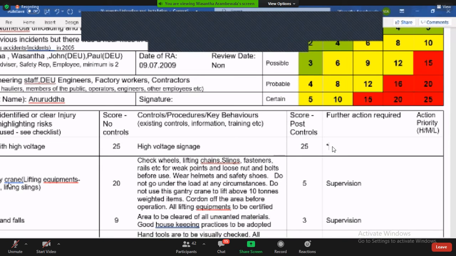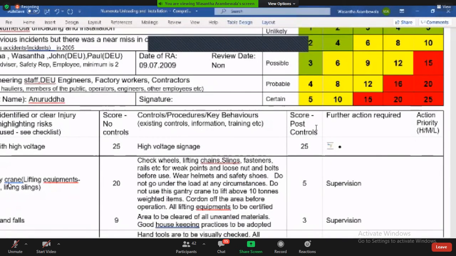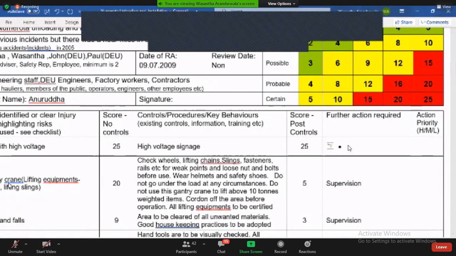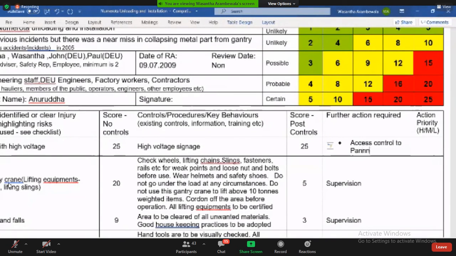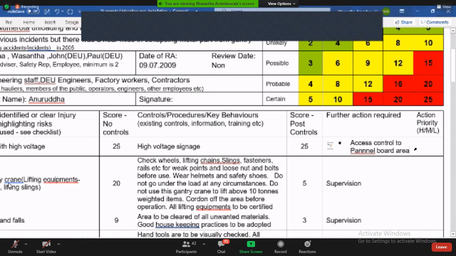What are the actions? And this is the robust control data. Put in a signboard and barricade. One is you can control access to the panel board area. Only competent people, only electricians should be allowed. That should be high priority.